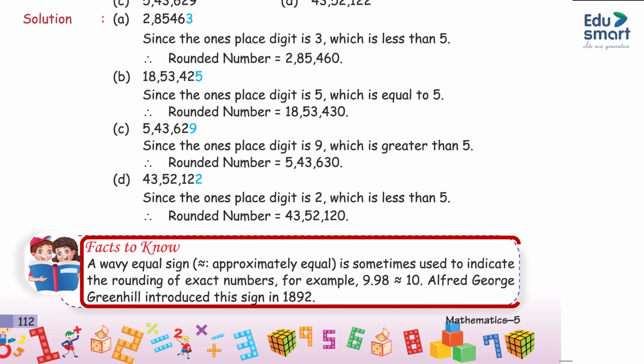Facts to know: a wavy equal sign, approximately equal, is sometimes used to indicate the rounding of exact numbers. For example, 9.98 ≈ 10. Alfred George Greenhill introduced the sign in 1892.